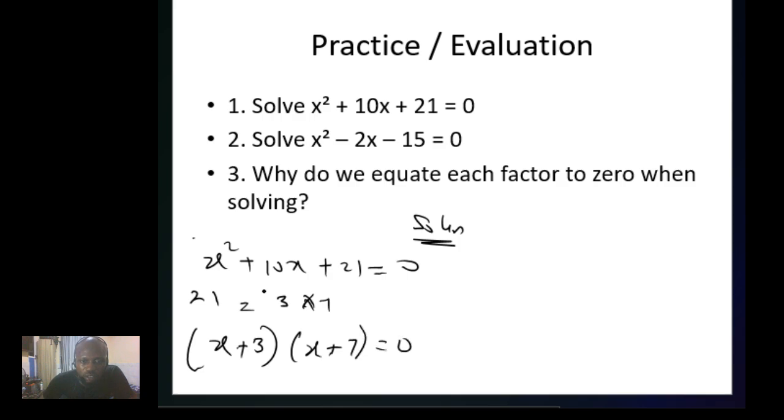Plus 7, equate everything to 0. So your final answer will be what? x equals minus 3 and x equals minus 7.